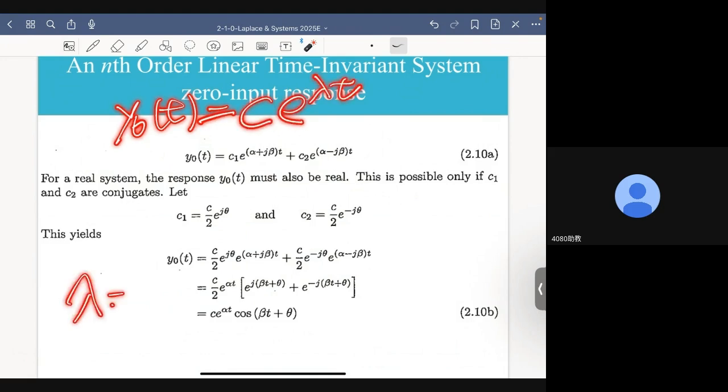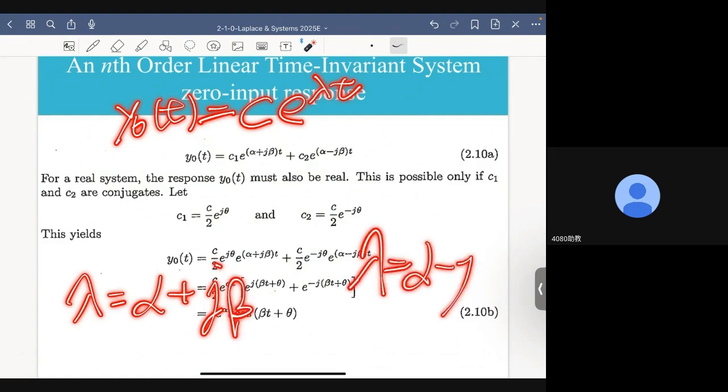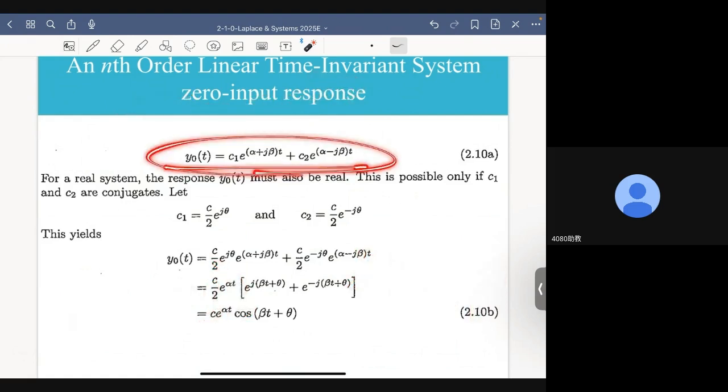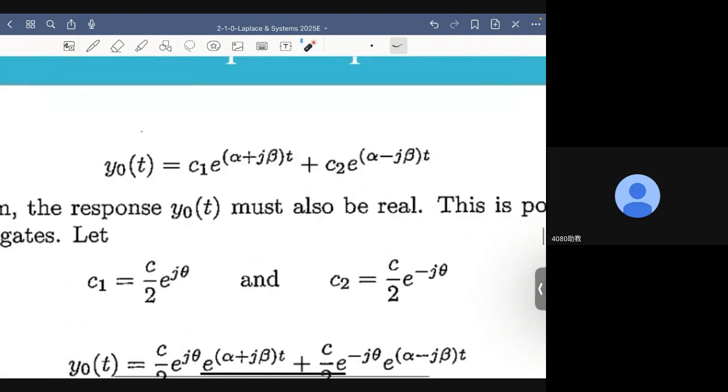Now, lambda is alpha plus j beta, and lambda is alpha minus j beta, all right? So this is our zero input, the resulting zero input response. At first glance, it really doesn't make a lot of sense. Why? Because y0 of t is the output of a system. The output of any real physical system in the world is a real number, a function of real numbers.